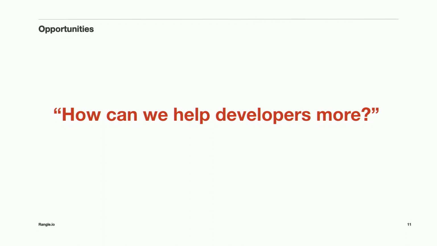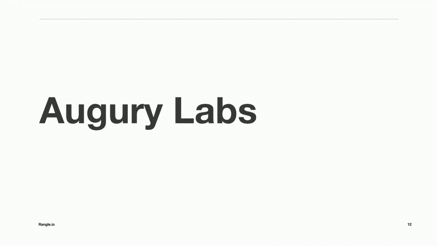So we asked ourselves, how can we do better? How can we provide more value to developers? We took a look at Augury and realized not only that developers are starting to use it less and less, but there are also a bunch of issues because it uses multiple execution contexts. Also, some companies don't allow this DevTools extension because of security reasons. So we came up with Augury Labs.